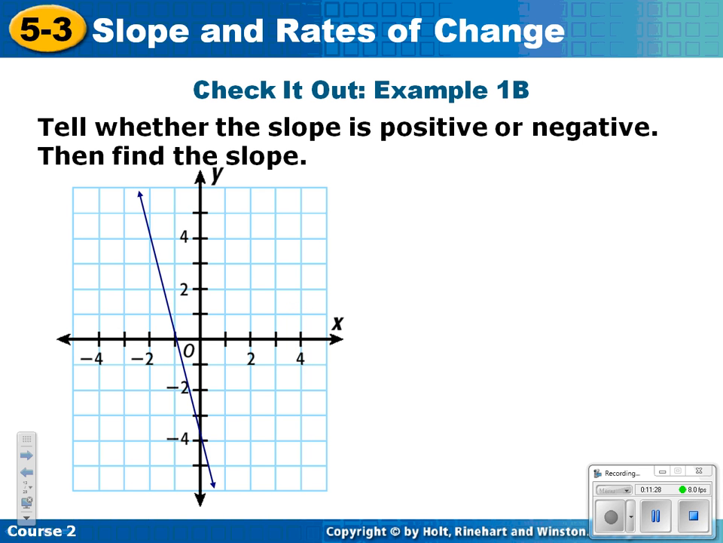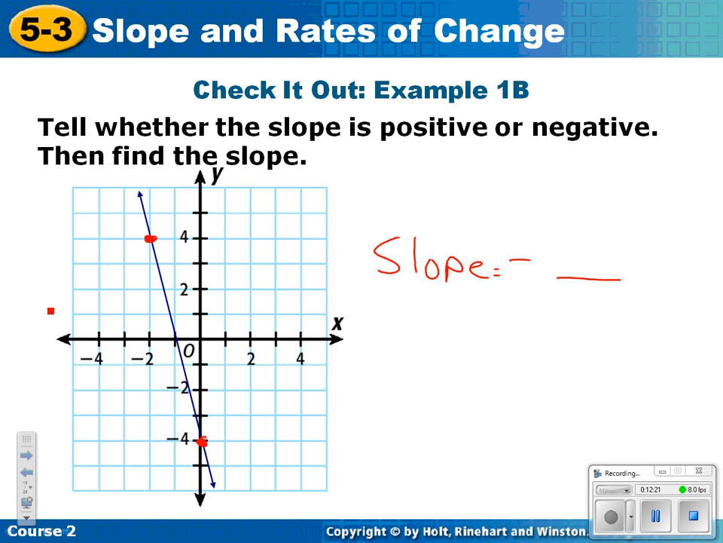Again, positive or negative? Negative, because left to right it's going down. So my slope equals negative. Okay, let's find 2 spots where it intersects. 2 intersections. Jeremiah? -2, 4. Okay, there's one. Okay, so there's one. Give me another one. 0, -4. Okay, it definitely crosses there too.